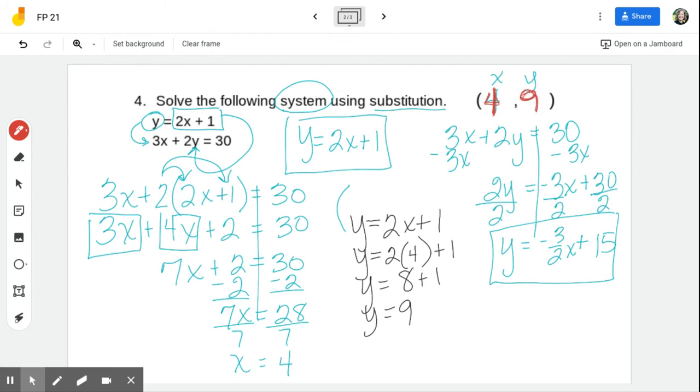This is the point where those two lines intersect or where they share a solution. So what that means is 4 and 9 would go here and make that true. It would also go here and make that true. So let's test it. 3 times 4 is 12, plus 18 is 30. And here, 4 times 2 is 8 plus 1 equals 9. So it makes it true. So that ordered pair makes both of those equations true. And it's also where those two lines cross when we graph them. So my answer is 4, 9.